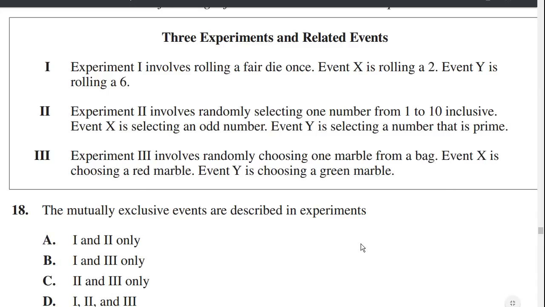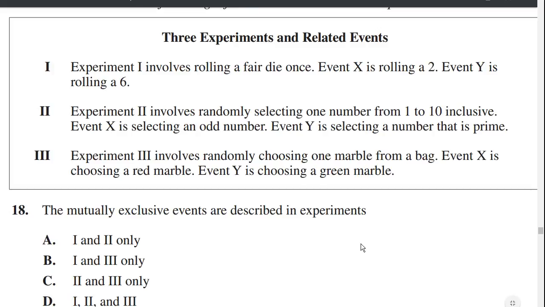3 experiments and related events. Experiment 1 involves rolling a fair die once. Event X is rolling a 2, event Y is rolling a 6. So obviously, they're 2 completely different events that are completely independent of one another. Experiment 2 involves randomly selecting a number from 1 to 10 inclusive. X is selecting an odd, Y is selecting a prime. Okay, so for this, the events are not independent.